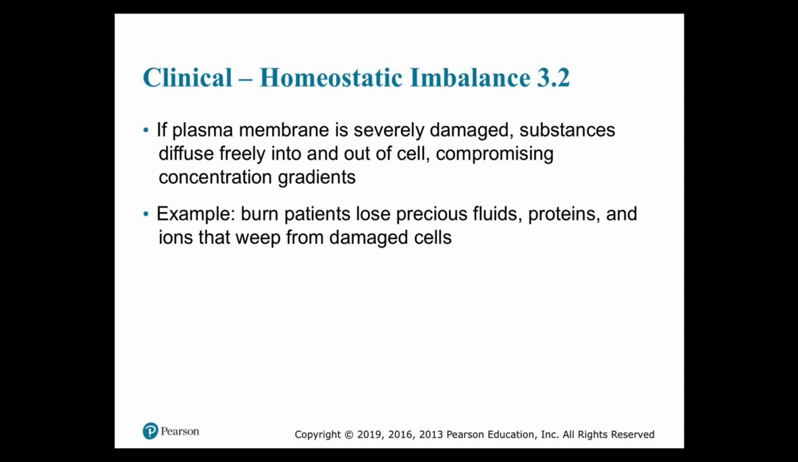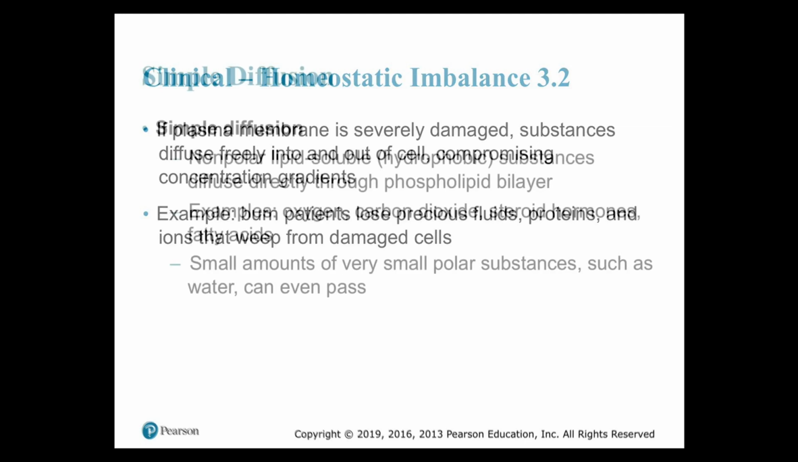Clinical homeostatic imbalance 3.2. If the plasma membrane is severely damaged, substances diffuse freely into and out of the cell, compromising the concentration gradient. A good example of that is seen in burn patients that lose precious fluids, proteins, and ions that weep from damaged cells.